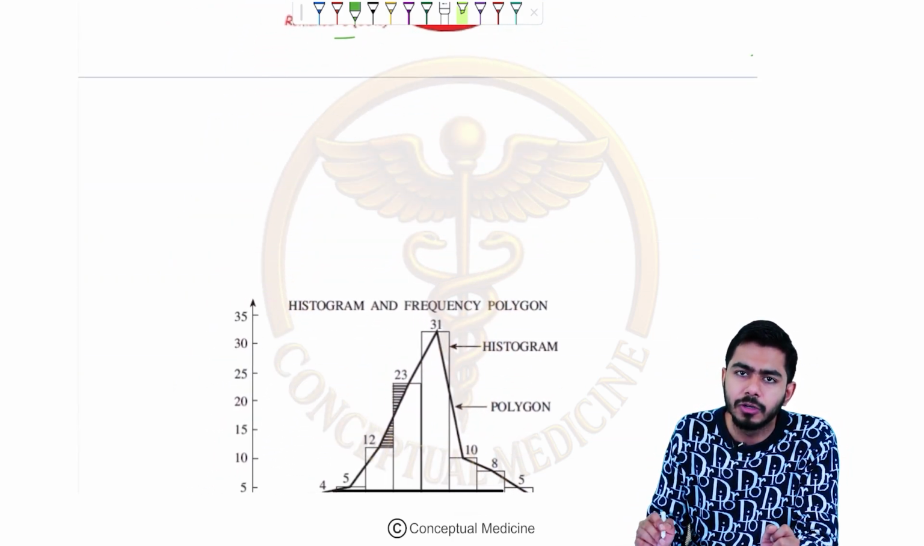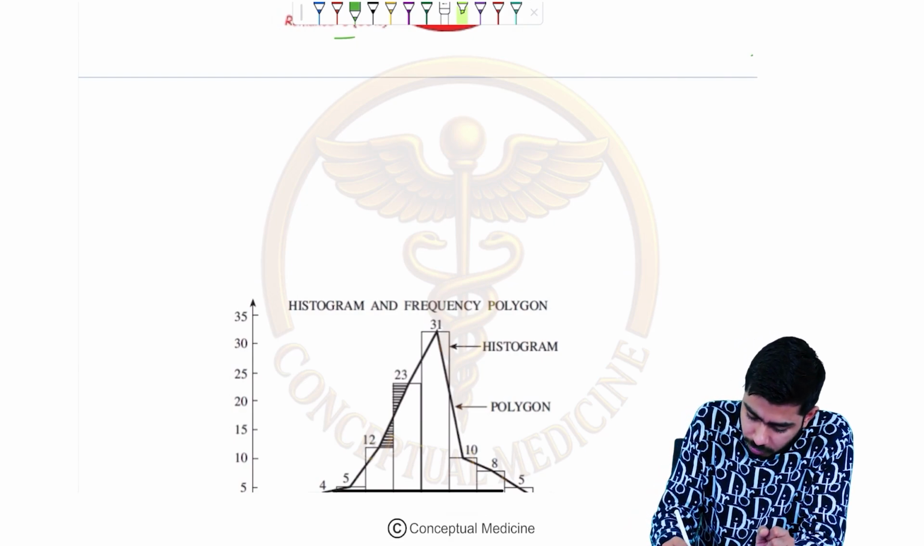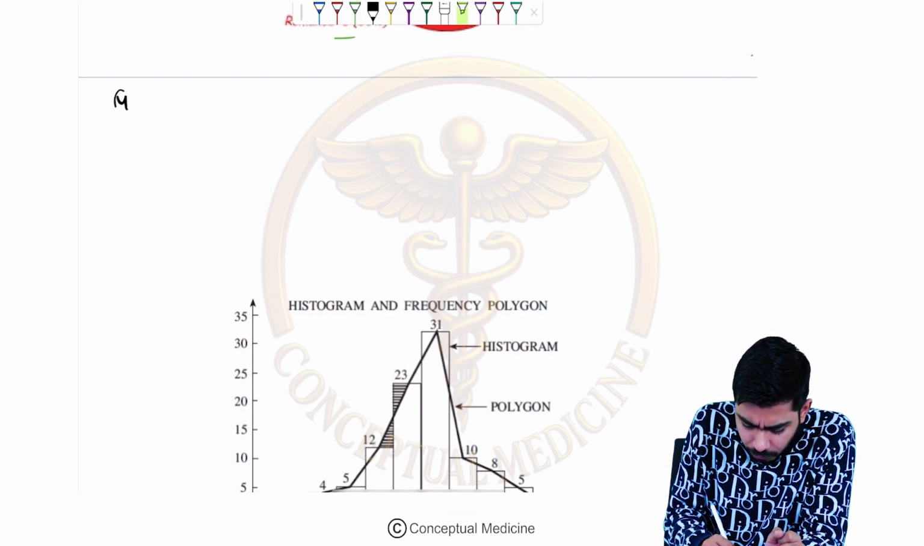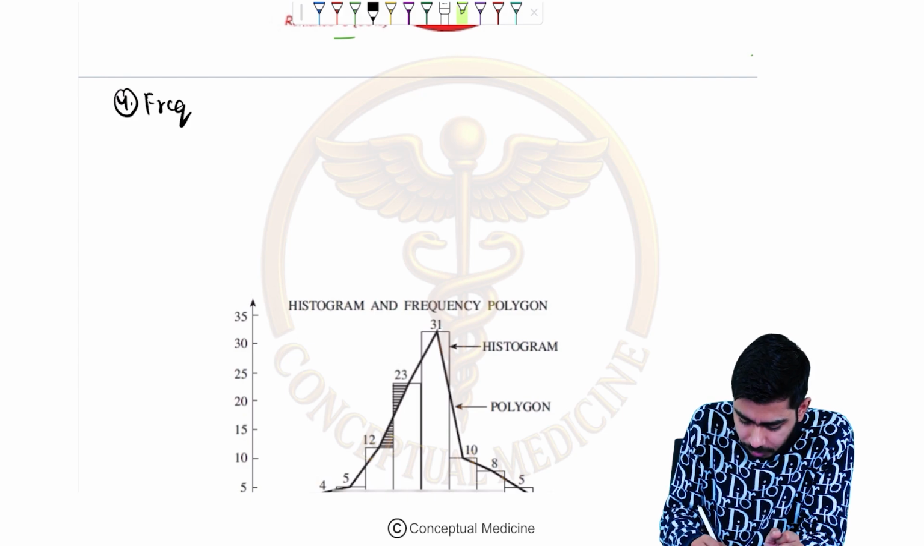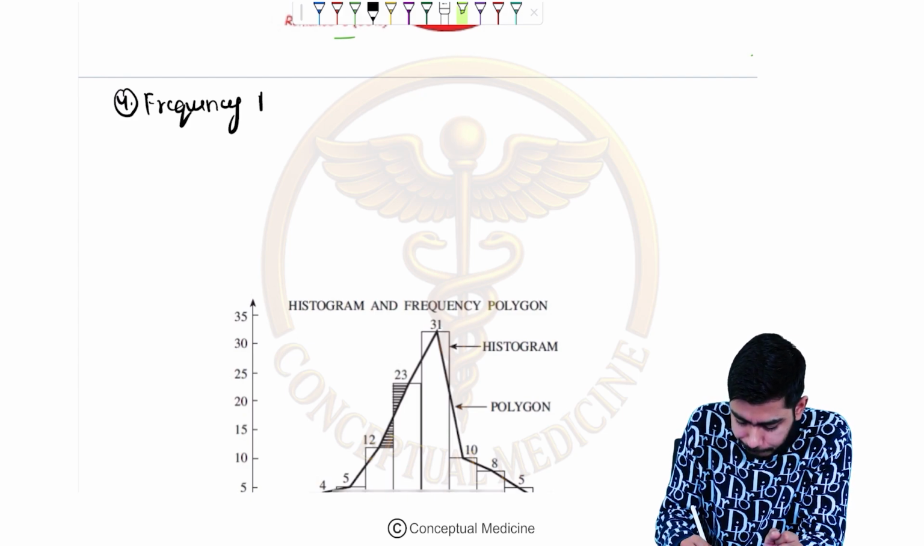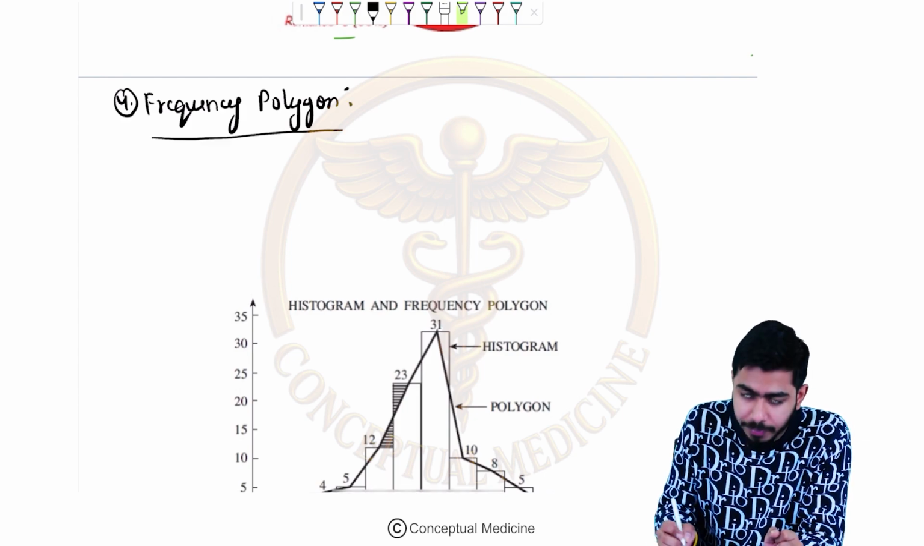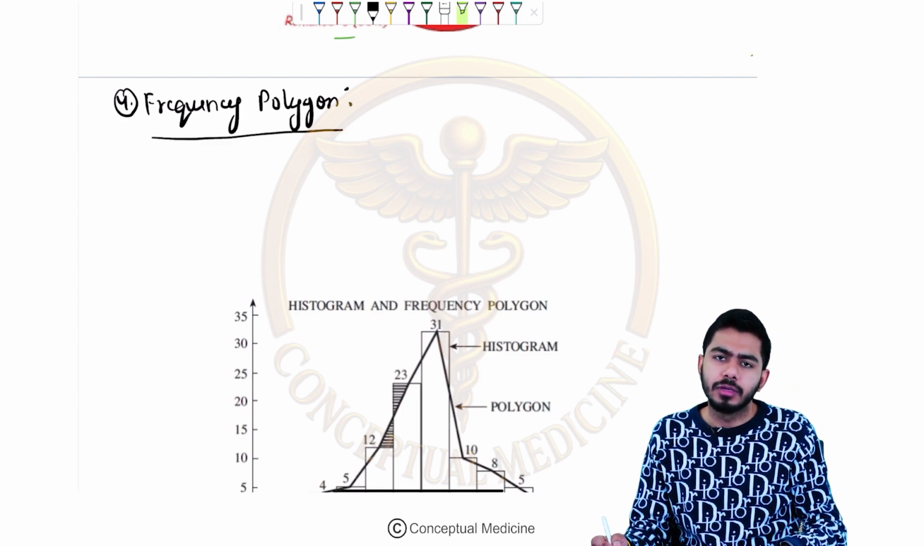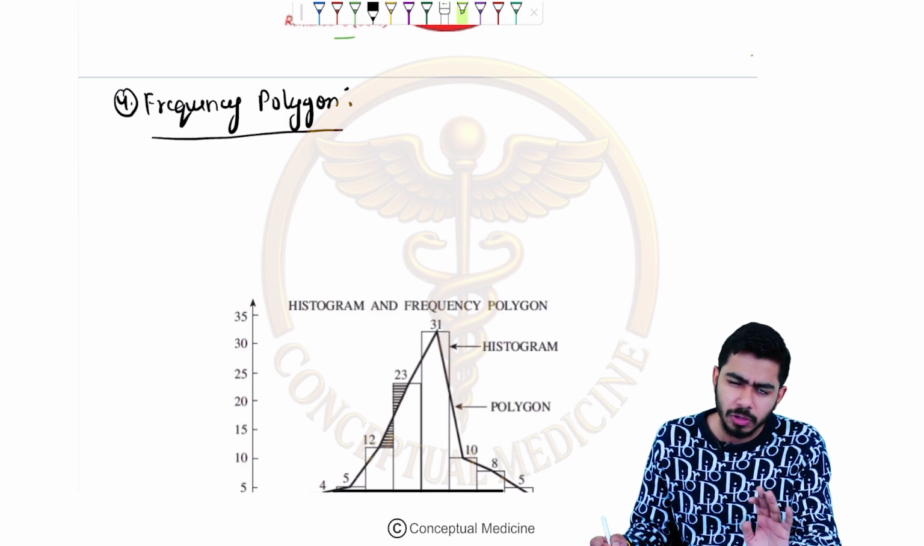Next we have in front of us the frequency polygon. Let's talk about the fourth one. This is the frequency polygon. I know till now it was easy, and the frequency polygon is also very easy.